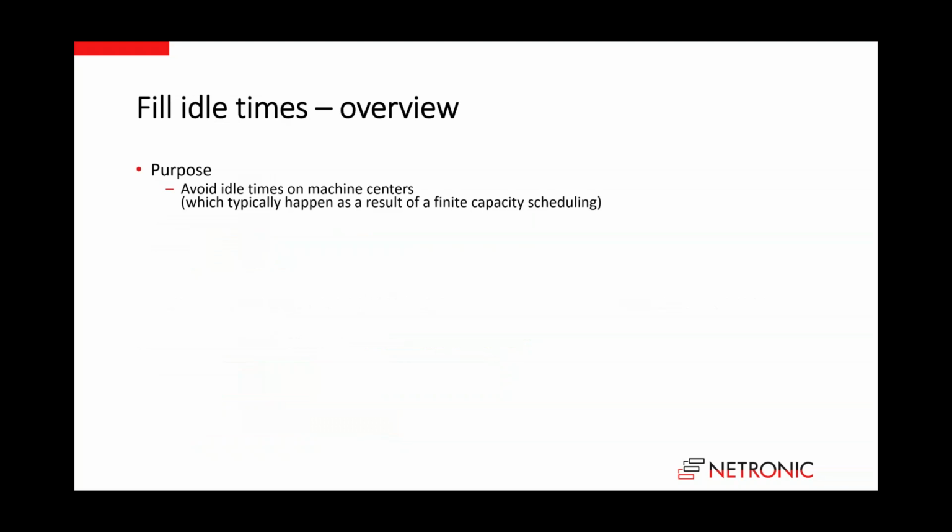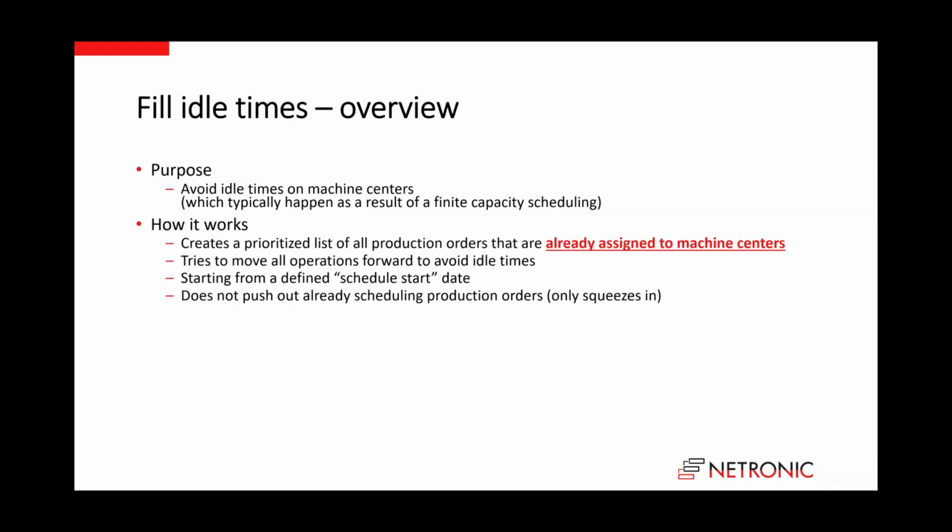So we want to avoid idle time on machine centers, and it works exactly the same. We create again a priority list of all production orders that are already assigned to machine centers. Before, with add all, we created the priority list of all production orders that are on standby. Now we do this for the already assigned machine centers, and then we try to move all operations forward to avoid idle times. It starts again from a defined start date, and we do not push out already scheduled production orders. We only squeeze in.